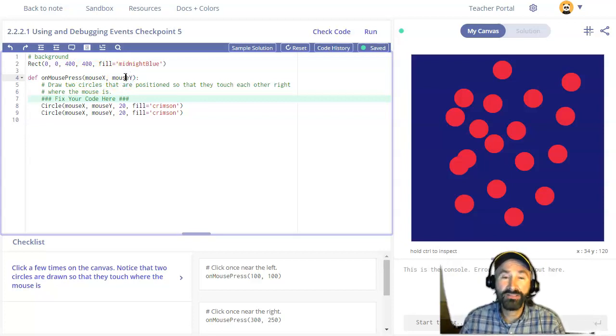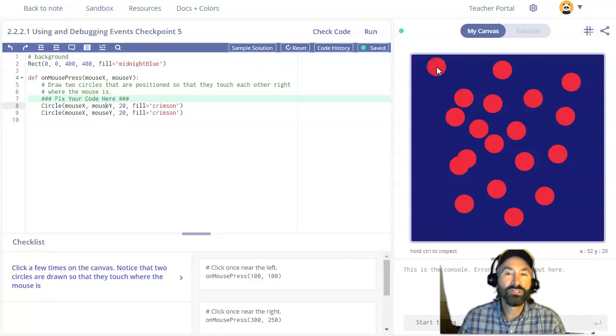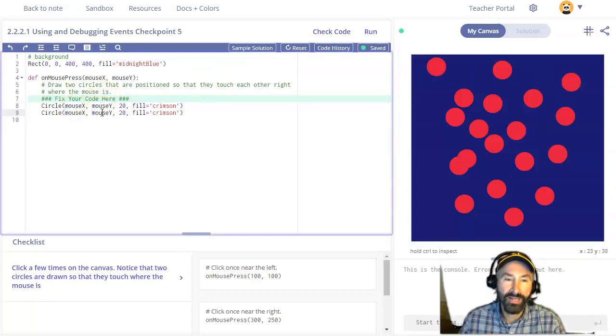And that is awesome. Because once I can gather up where the mouse got clicked, I can do all sorts of fun things with that, including drawing circles. And in this case, you'll notice when I draw my first circle, I draw it so that the center of this circle is at mouseX, comma mouseY. That is exactly where the center is. And that's why when I click, I get a circle with the center right where the mouse click is. And you'll notice I did the same thing for the second circle on line 9.